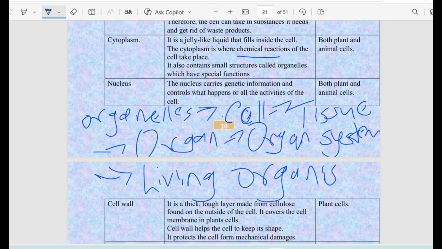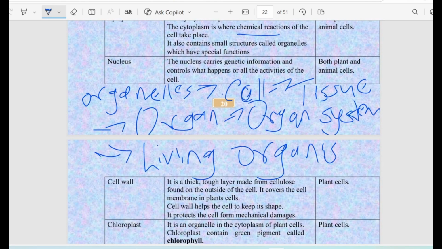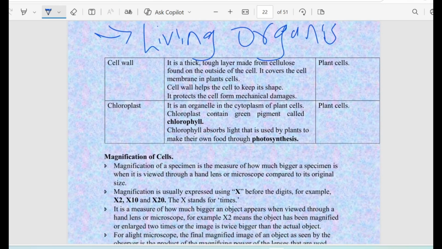Another one is the nucleus. The nucleus carries the genetic information and controls all the activities of the cell. So this nucleus carries the genetic information, or you can just say the DNA. DNA in full means deoxyribonucleic acid. And this nucleus also controls all the activities of the cell. And the nucleus is found in both plant and animal cells.